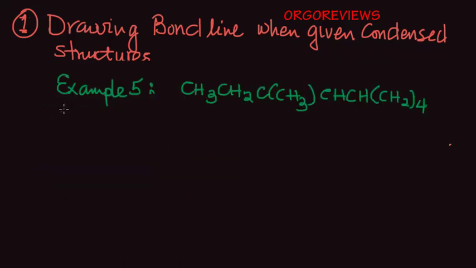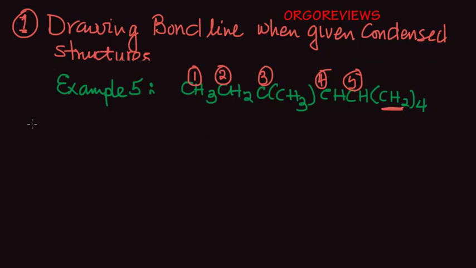So let's take the last example, 5, which has a very complicated condensed structure, and see how we can draw the bond line from this. We're going to follow the same rules we've been doing so far, which is we're going to draw the Lewis structure. And before we do that, as a rule, you try to number all the carbons. So I have 1, 2, 3, 4, 5, and of course I have about 4 more carbons here, but I'm not going to number those.